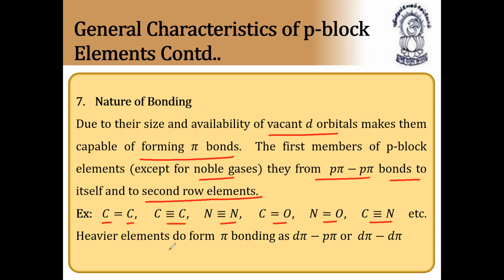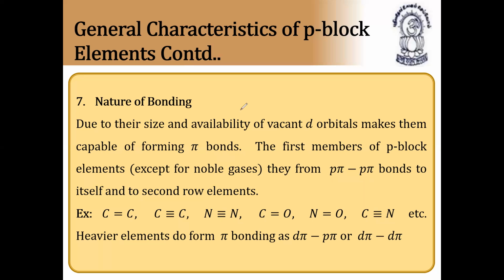Heavier elements, that is the down group elements, that is bismuth, etc., also do pi bonding as d pi p pi or d pi d pi bonds. Next, continuation. So these are the trends in P block elements of the entire 13 to 18 group.